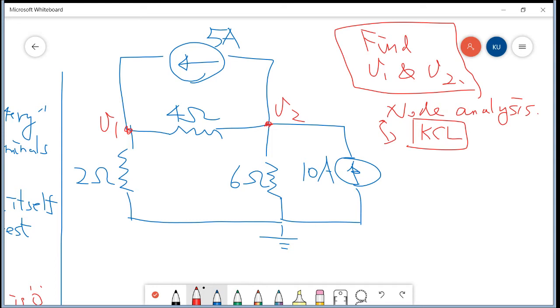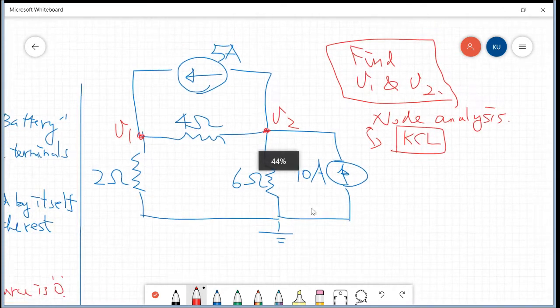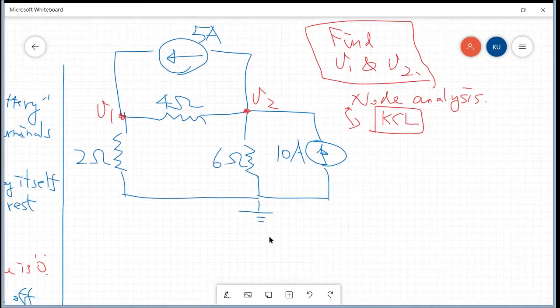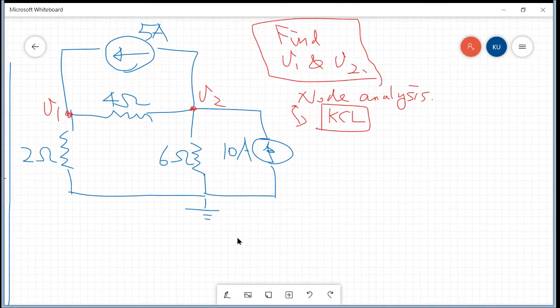Then you don't really need to write some equations using KCL and other equations using KVL in the same problem. Otherwise, you will write a lot of variables and then you cannot eliminate them, and you cannot find the answer. So in this case, we use the node analysis and write some equations using the KCL.